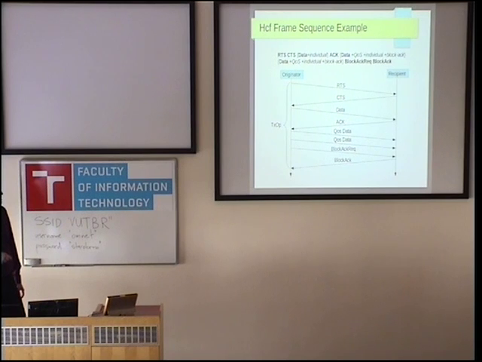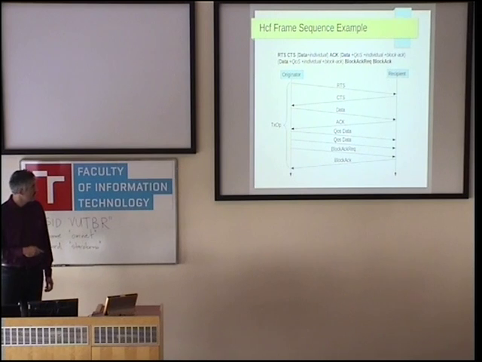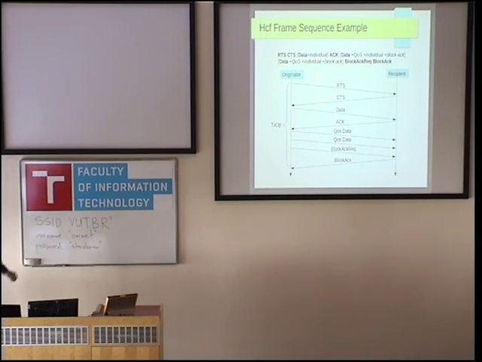In the originator, all this happens within a TXOP. So when the channel is granted at this moment of time, the originator drives the whole frame sequence without letting anyone else use the channel. And there are TXOP limits and things like that. This is just an example.